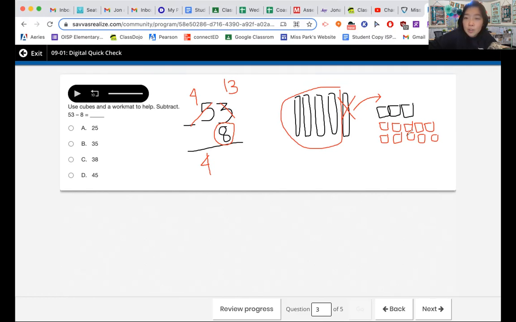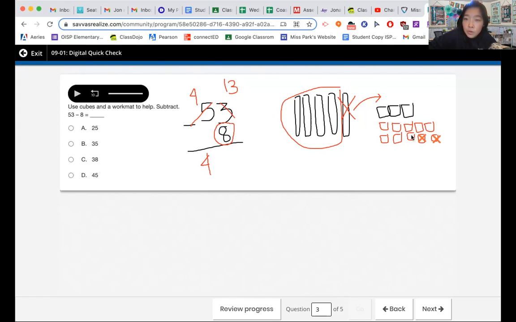Now, what is 10 plus 3? We just added 10 more to 3. What's 10 plus 3? How many ones do we have all together, guys? 13. Now, we need $8 to buy that Pop-It. So we need to delete 8. Ready? Let's subtract 8.